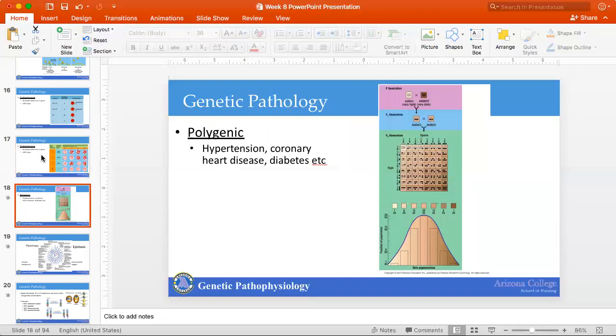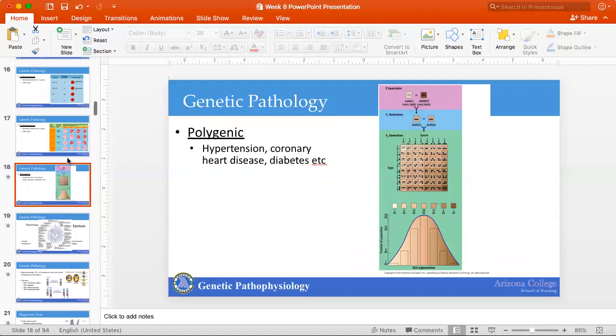Okay, polygenic. Certain pathologies are polygenic, meaning that they come from multiple genetic sequences, they could even be on different chromosomes, but they come from multiple sources. Such diseases are hypertension, coronary artery disease, diabetes. These are pathologies you will see with a large percentage of your patients. And the reason why they're so prevalent is because they are multifactorial and come from multiple alleles.